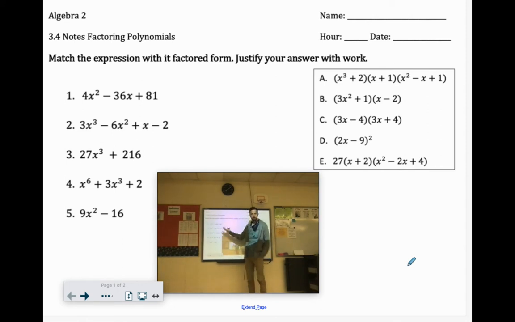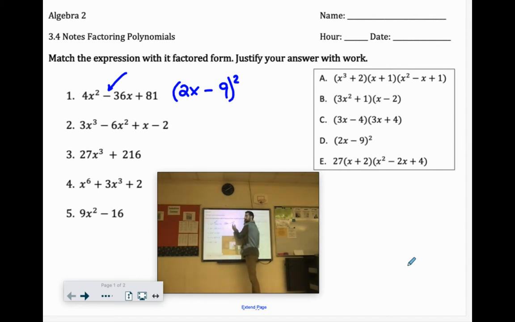I see 81 as a perfect square. So it might be one of those perfect square trinomials. The square root of 4x squared would be 2x. The square root of 81 would be 9. The symbol between them would have to be the first symbol. But to double check, remember you have to multiply them together and multiply by 2 to get that middle term.